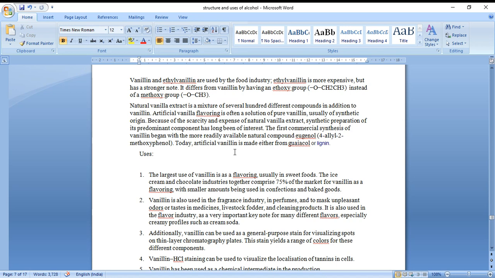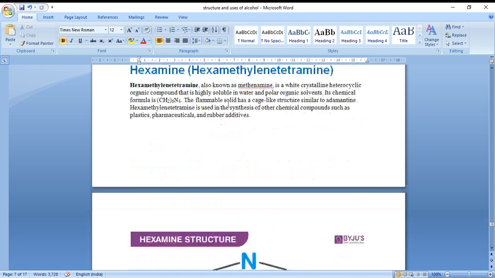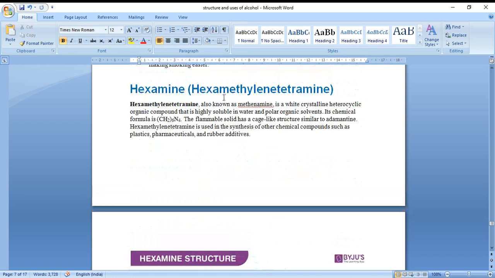You can write almost nearer to that use. Okay. So the next compound is hexamine. Hexamine is also called hexamethylene tetramine, and it is also called methenamine. Already I have told you, for every compound there are so many synonyms. You have to remember those synonyms, because in the exam they may not ask directly, write the structure and uses of hexamine. They may ask you, write the structure and uses of methenamine.